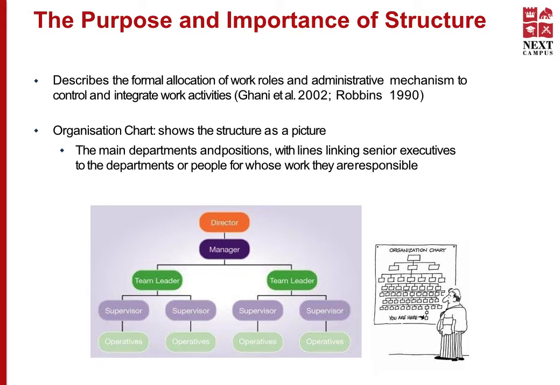As depicted in the picture, an organizational chart shows the organizational structure as a picture. As you can see, it clearly shows the main departments and positions, with lines linking senior executives to the departments or the people whose work they are responsible for.